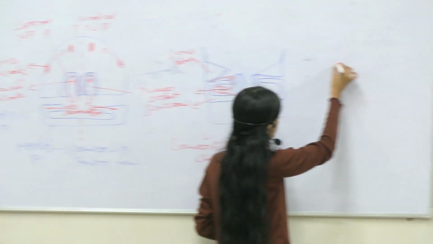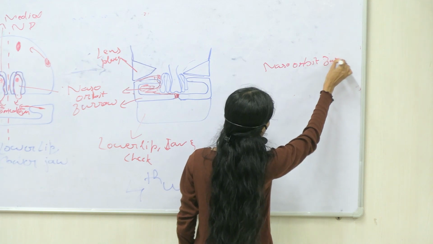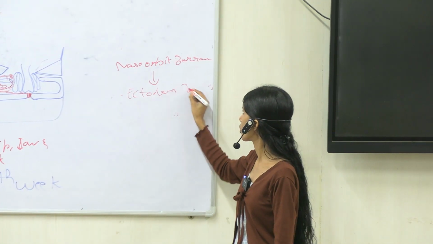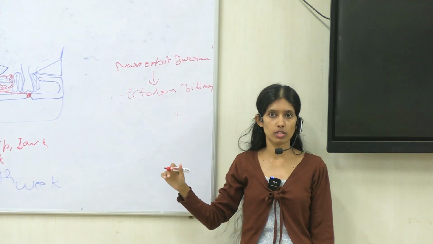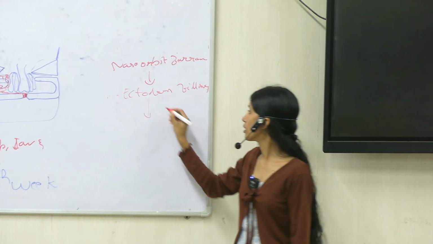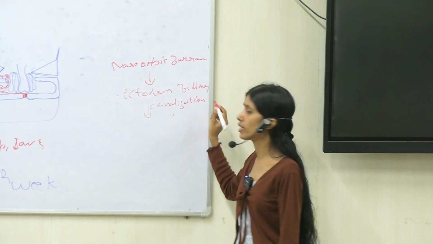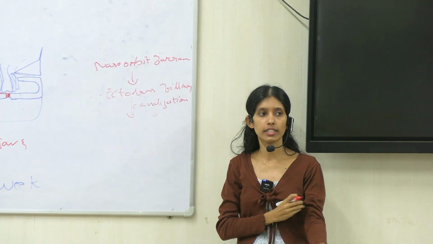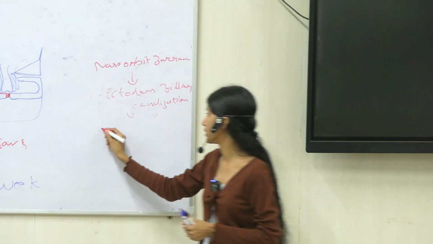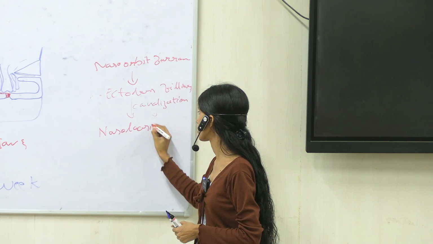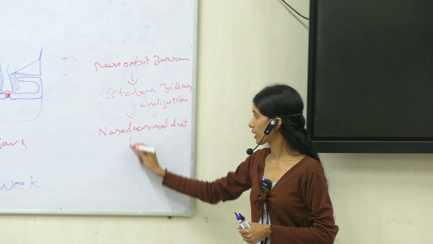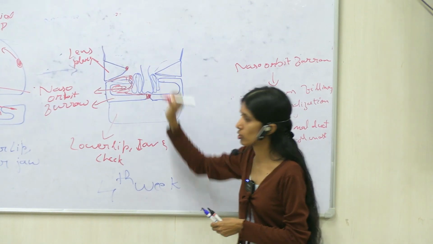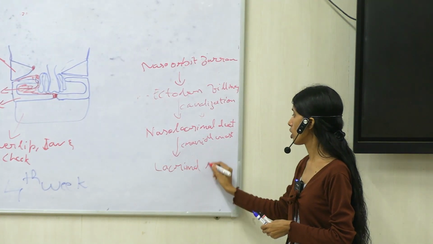Okay. Remember these points. Your naso-orbital furrow is nothing but an ectodermal filling. So during the process of development, your ectodermal filling will go through a process called canalization. Once the canalization of this ectodermal filling takes place, it will form an important duct. It is called the nasolacrimal duct. Okay. And the cranial most part of this nasolacrimal duct, that means this point, this is called the lacrimal sac.